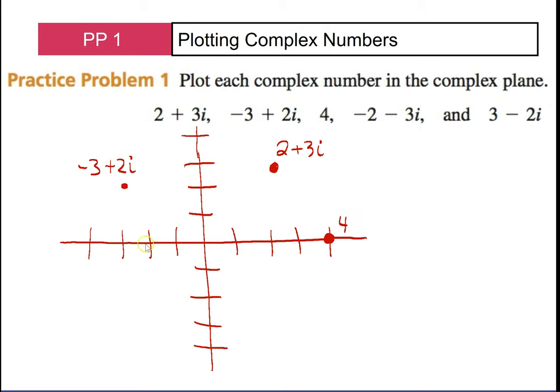Now negative 2, negative 3 would give us this dot here, negative 2 minus 3i. And 3 minus 2i would be positive 3: 1, 2, 3. Go down 2 units. So how about 3 minus 2i? All right, this is how you graph a complex number in the complex number plane.